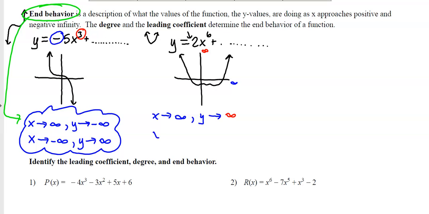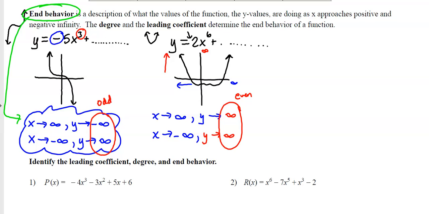And same thing, as x goes to negative infinity, aka over here, my y's are still going to positive infinity. So these two should be matching up, and they should be the same on all of your even powers. Your y's are going to be the same in all your even powers. They're going to be different on the odd powers. That's kind of the big idea that you need to figure out. But you have to know what the parent function looks like to understand what's going on.